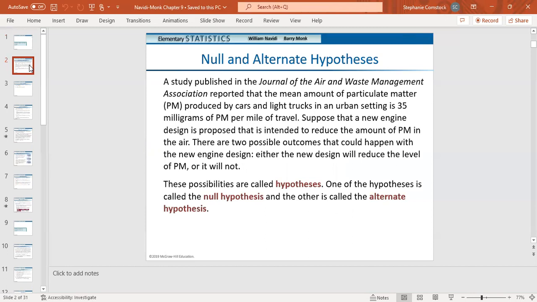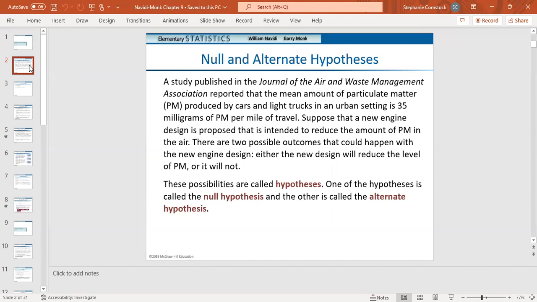So there's the two outcomes. One is that it will actually reduce the amount of PM in the air. The other option is that it does not. Now, when we're saying that it does not, it could either do the exact same as the original engines, the current engine situations, or it could do worse. But both of those are lumped together.